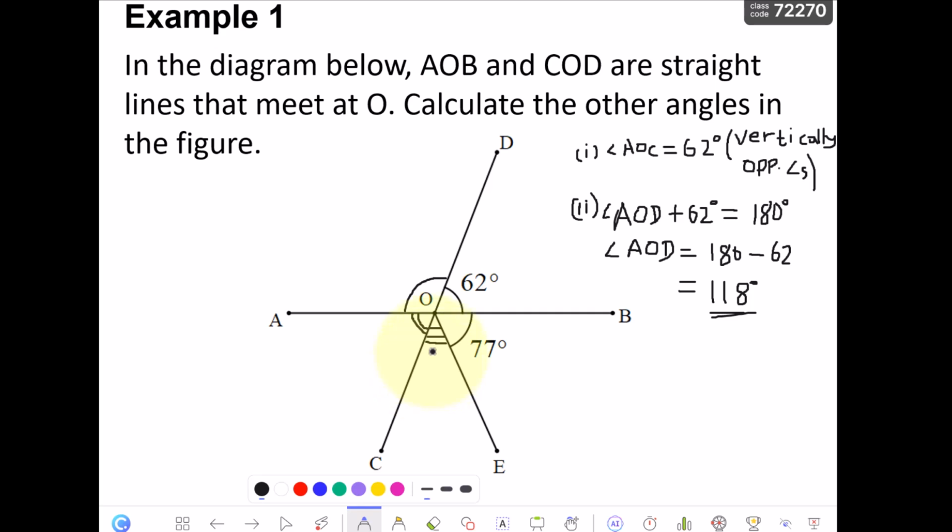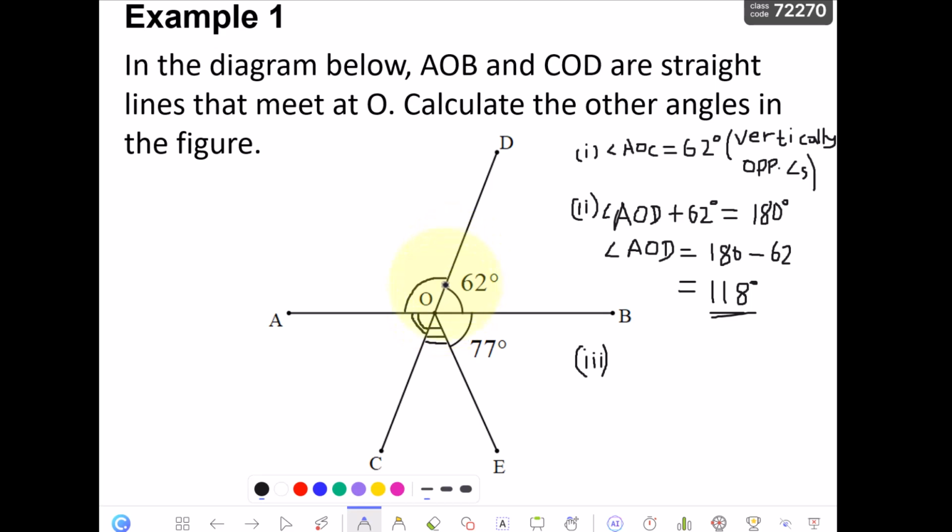Then the third angle, which is this one I labeled with 3 dashes, is COE. How do I get COE? Let me do it on this corner. That is number 3. If I want to get COE, I can even use angle at a point, because now every other angle is known. I know this side, I know this side. This is the only one I don't know. I can add everything to equal 360 degrees.